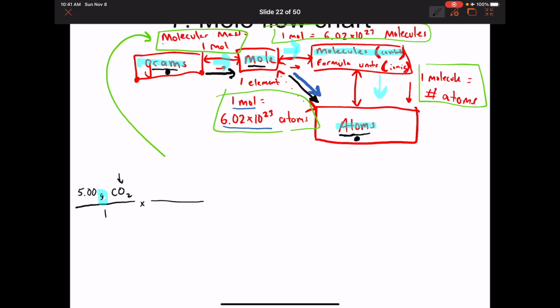So everything that's going to be on the top is where we just kind of traveled across. So the first one is obviously grams, we got that. Then the next one's mole. The next one is going to be molecule. And then finally the last one is atom. And it'll be atom since there'll be more than one.